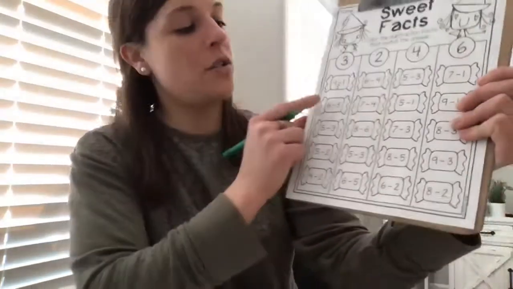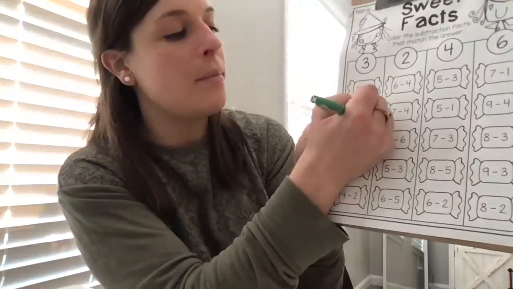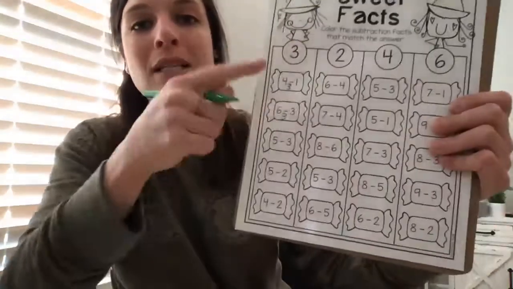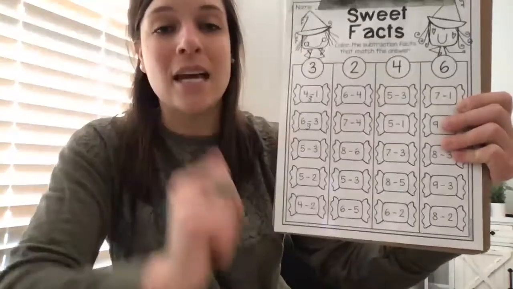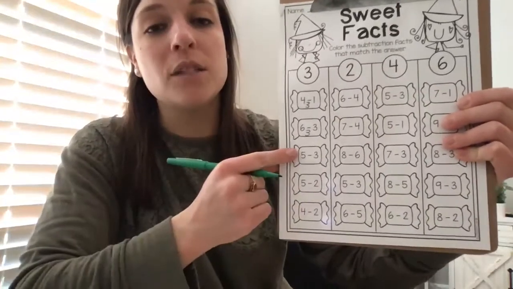All right, now let's do the next one. 6, take away 3. So show me 6 with your fingers. Now let's take 3 away. 1, 2, 3. 6, take away 3 is how many left over? 3 left over. So our answer is 3. So on that piece of candy, I'm going to write a 3. Notice I'm going down. I'm not going across for this activity. Let's do the next one.